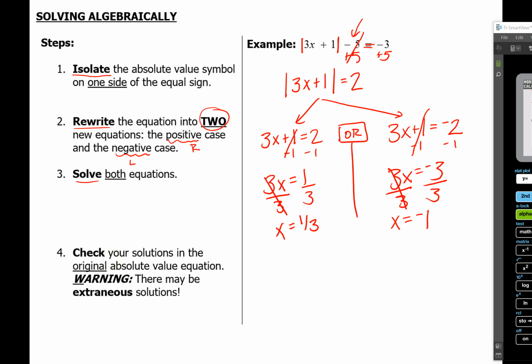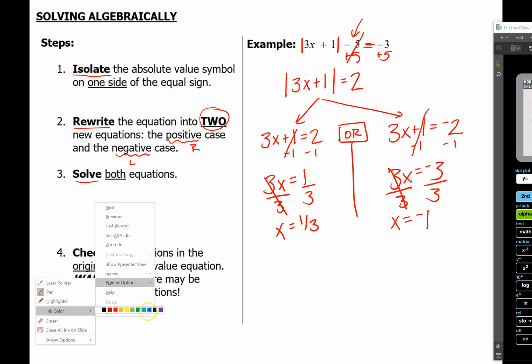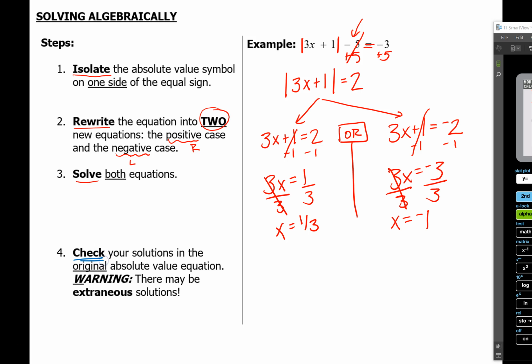I need to check my solutions. And that is the 4th step. This is not an optional step. You must check your work because there might be solutions that I found here that don't actually work. Remember from a moment ago, we're going to check our work by plugging them back into the original equation.